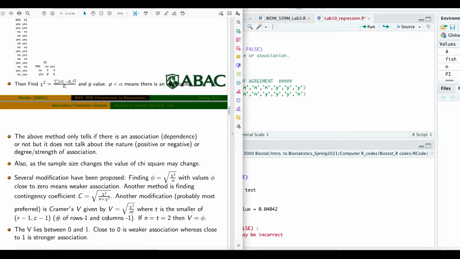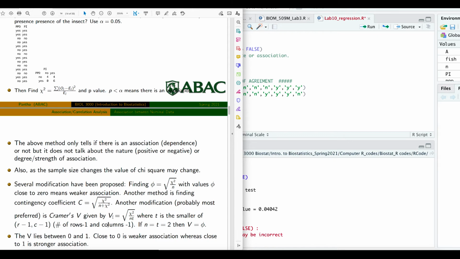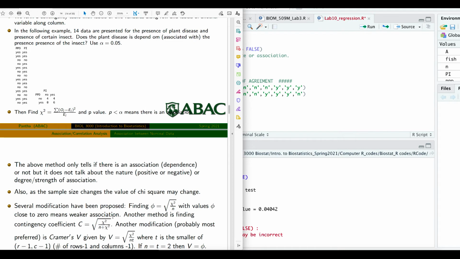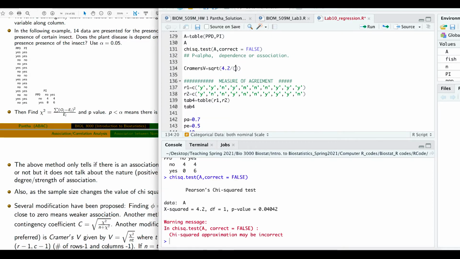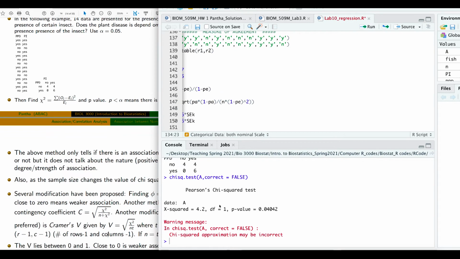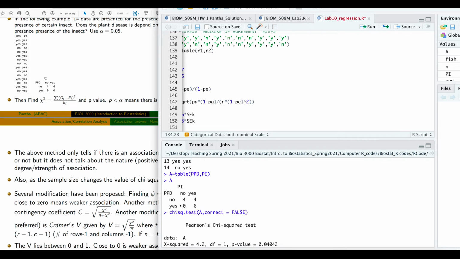What is n? n is the number of pairs here, or the sample size. How many are there? There are 14. So there will be 14 times t, where t is the smaller of r minus 1 and c minus 1. So how many rows are there? There are 2 rows and 2 columns.